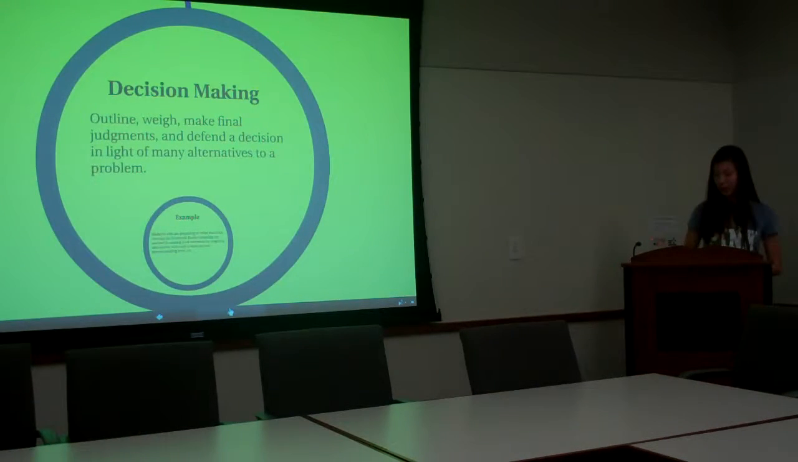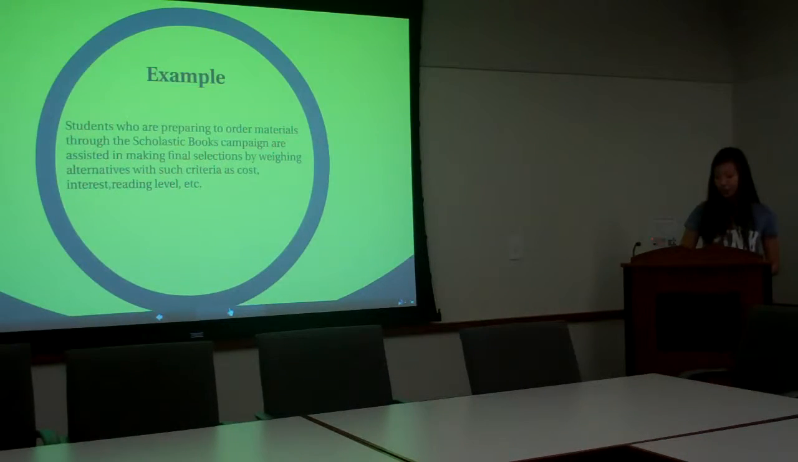Our next area is decision making. To outline, weigh, make final judgments, and defend a decision in light of many alternatives to a problem. Our example here is students who are preparing to order materials through the Scholastic Books campaign are assisted in making final selections by weighing alternatives with such criteria as cost, interest, reading level, and so on. So the students wouldn't just pick any book, they would make a decision on which book they felt was most interesting to them.